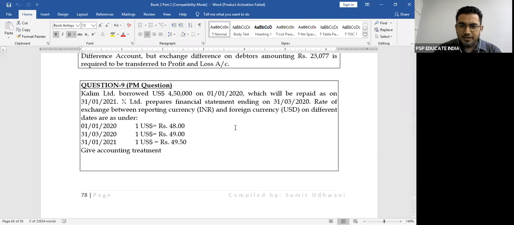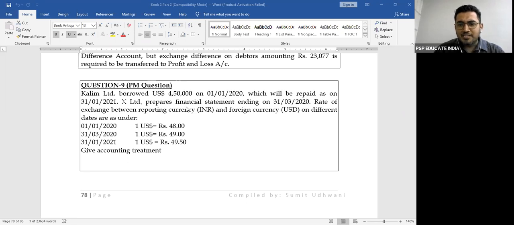Okay, please pay attention to the question. If you understand the question, I think there should be no problem. Kalim Limited borrowed US dollars 4,50,000 on 1/1/2020, which will be repaid on 31/1/2021.